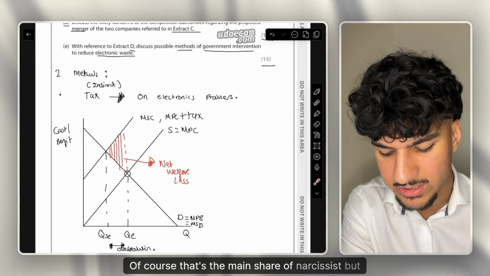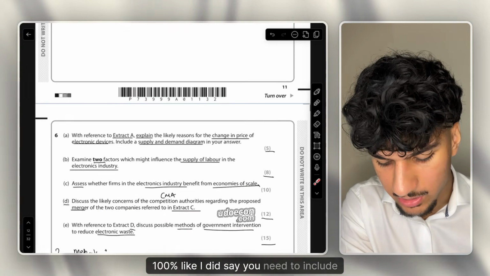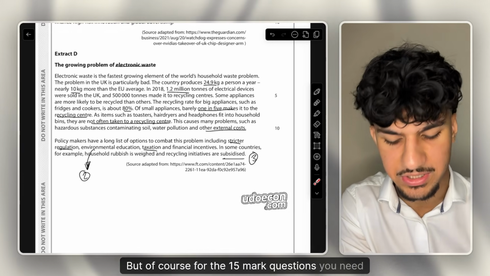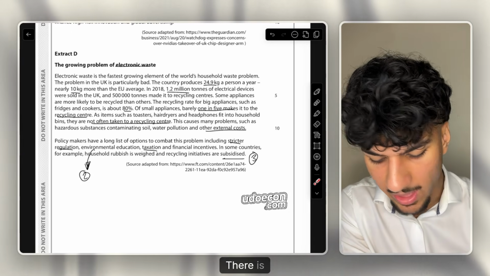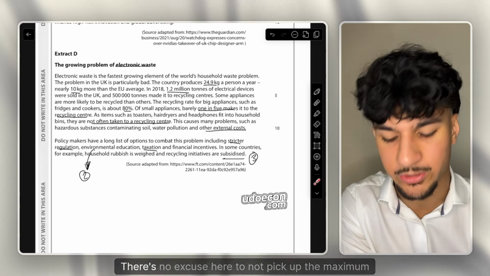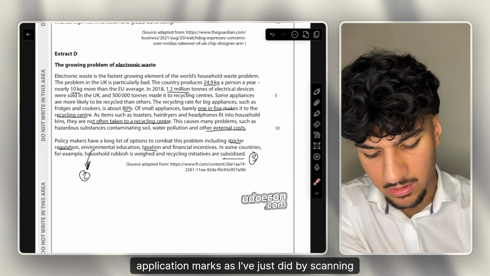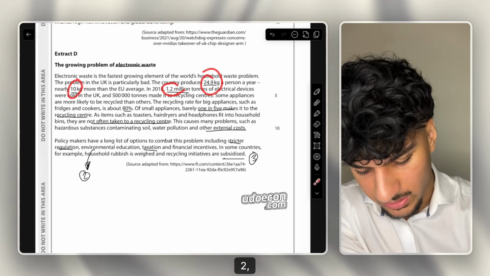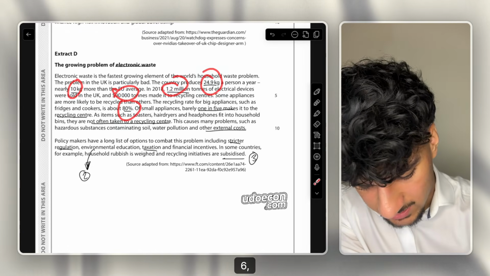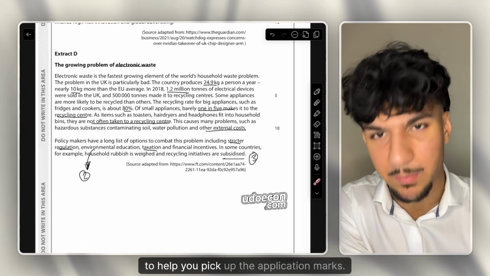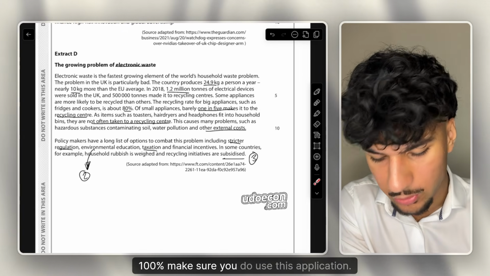Of course, that is the main chain of analysis, but 100%, like I did say, I was just giving you the main content knowledge there, but of course, for the 15 mark questions, you need to make sure you include the application. There is loads of application. There's no excuse here to not pick up the maximum application marks, as I've just done by scanning through. There's 1, 2, 3, 4, 5, 6, just an infinite number of stats you can include here to help you pick up the application marks. 100% make sure you do use this application.